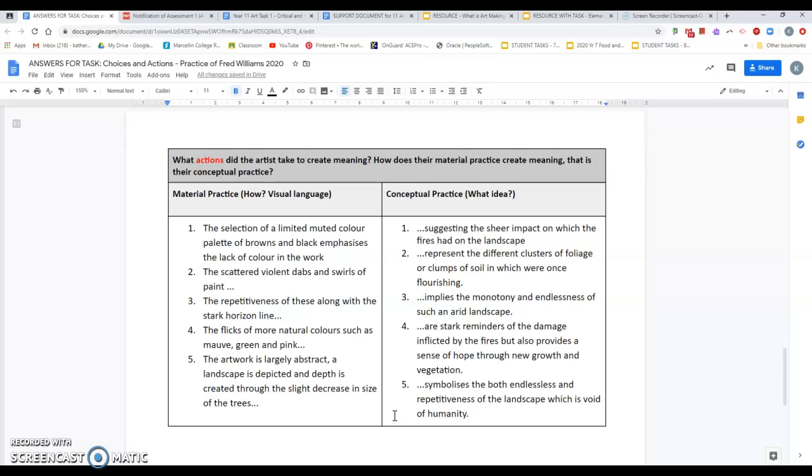Number 5, my last technique, my last visual language, my last how. The artwork is largely abstract. A landscape is depicted and depth is created through the slight decrease in size of the trees. This symbolises both the endlessness and the repetitiveness of the landscape, which is void of humanity. So this side we have techniques. Techniques suggest something, they imply something, they symbolise something, they're indicative of something, all our connective language, and these are the ideas that are created.